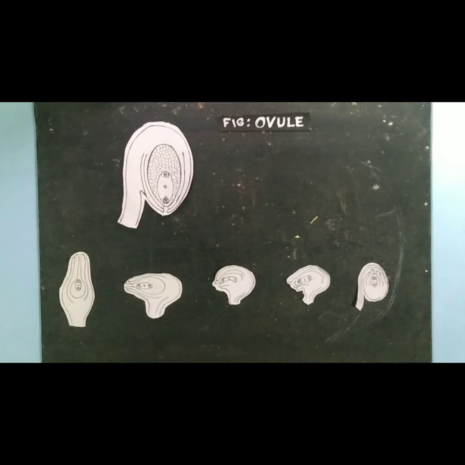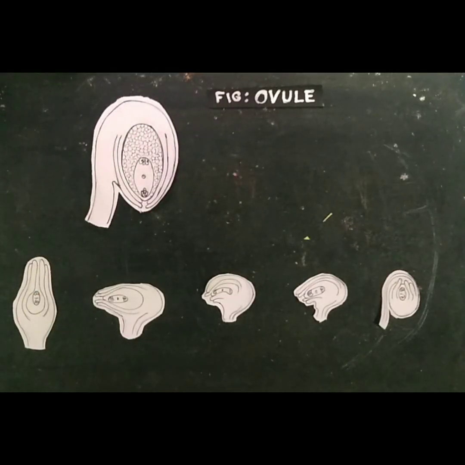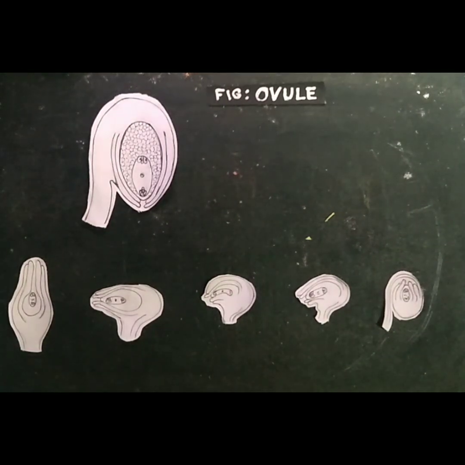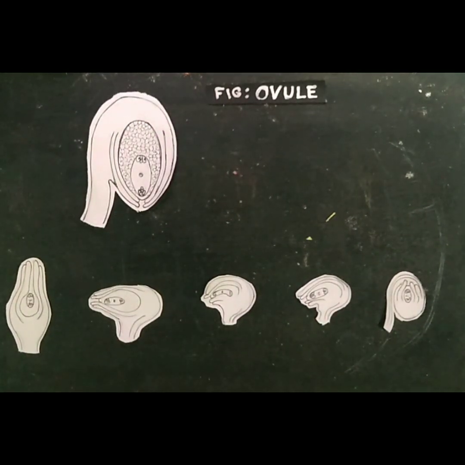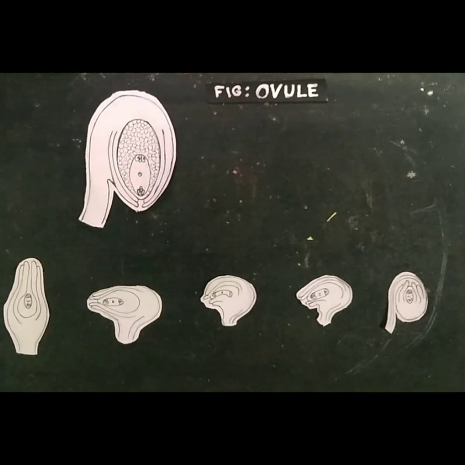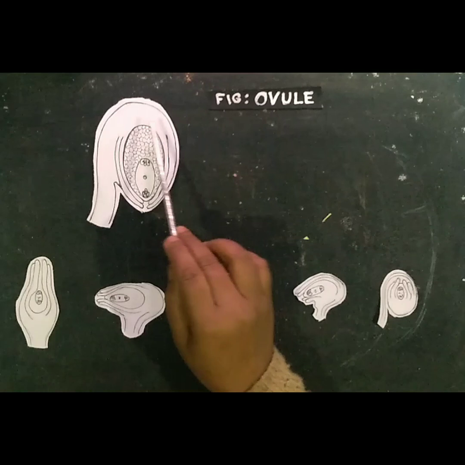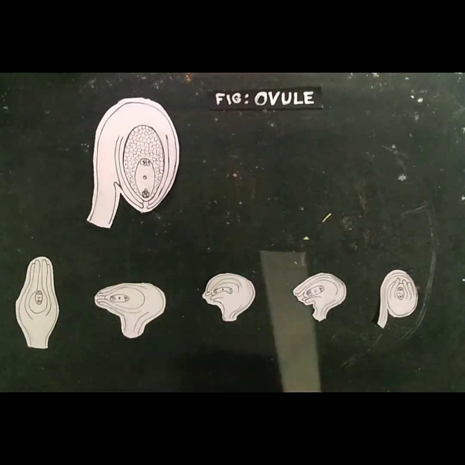Hello students, today we are going to learn about the structure of the ovule. We all know that the ovule is present inside the ovary of the carpel. The carpel is the female reproductive structure of angiosperms. This is the ovule and we are going to learn about its structure.